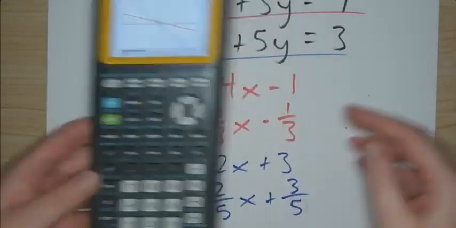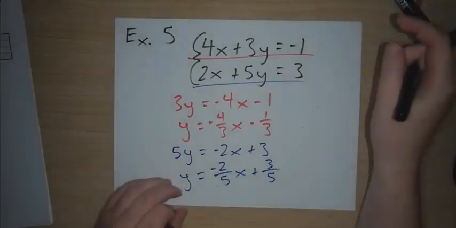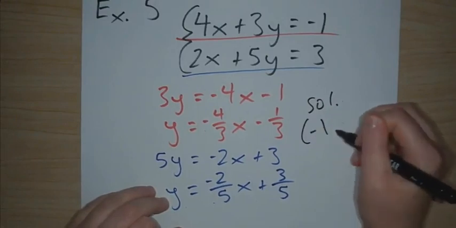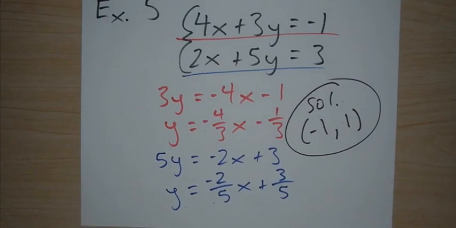It's a little bit hard to see there, but that means that we have a solution. Zooming out again, we have a solution at x is negative 1, y is 1. And that's how we can solve this system using the calculator.